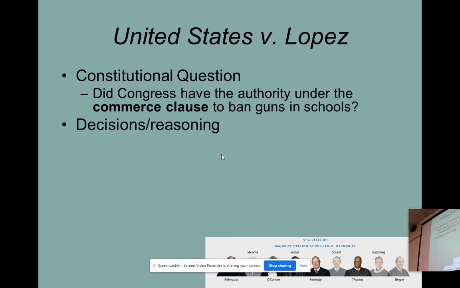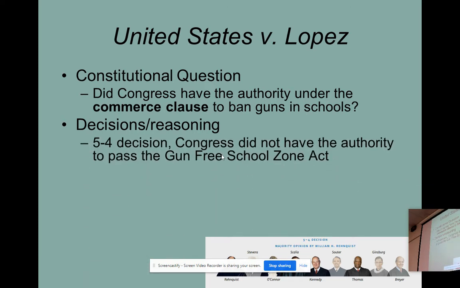So the decision, this is one of the few instances in which the Supreme Court strikes down Congress's power to regulate commerce. Did Congress have the authority to ban guns in schools? No, it didn't. 5-4 decision. Congress did not have the authority to pass the Gun-Free School Zone Act.